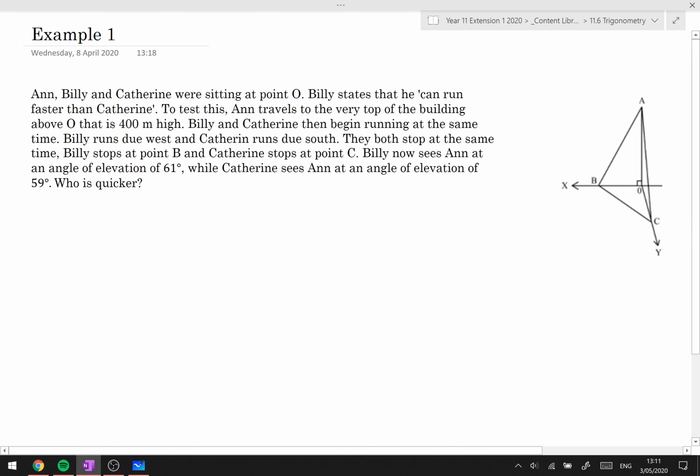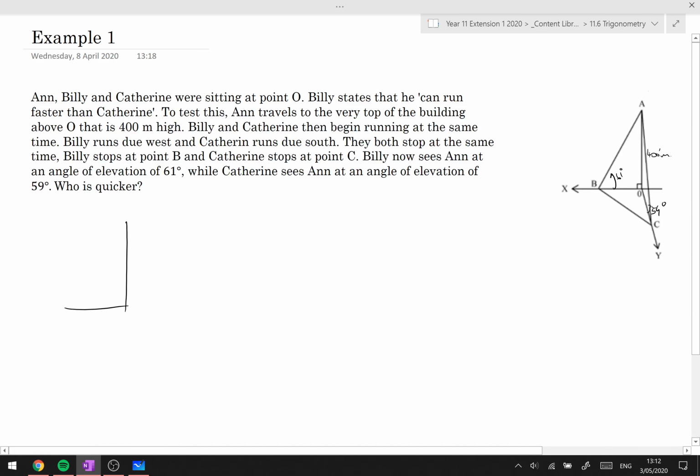Billy now sees Anne at an angle of elevation of 61 degrees, while Catherine sees Anne at an elevation of 59 degrees. So the angle between Billy and Anne is 61 degrees, and for Catherine it is equal to 59. Now the question is, who is quicker? We've got some triangles that we can work with. Let's start off with the Anne and Billy triangle.